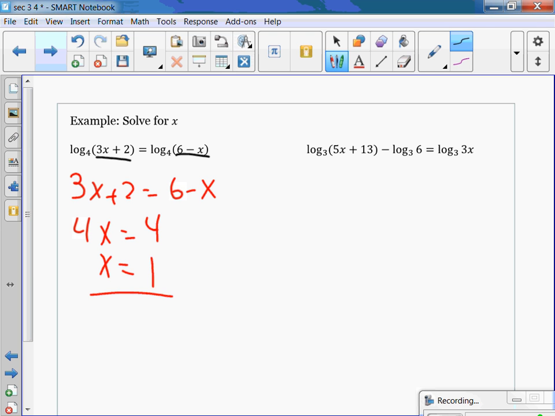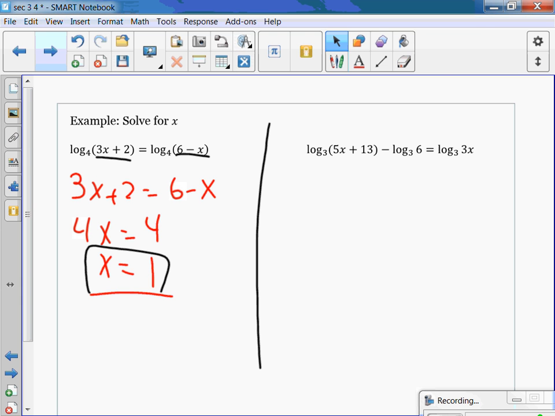What's your answer? No answer, no solution. If it doesn't work, there is no solution. What about this one? Can I use my 1-to-1 property? As it stands, no. The 1-to-1 property only works with 2 logarithms, a log on the left and a log on the right.